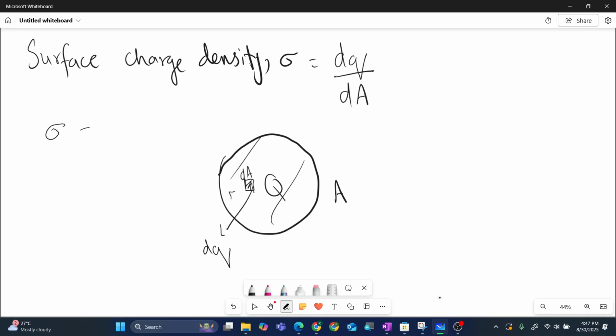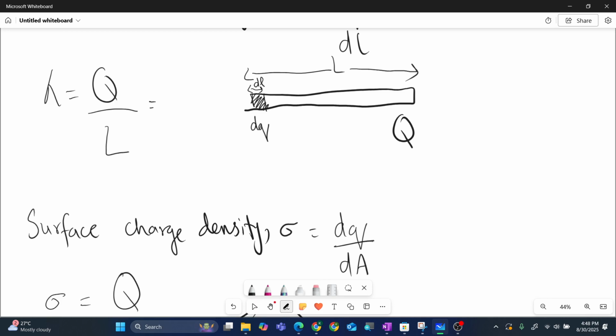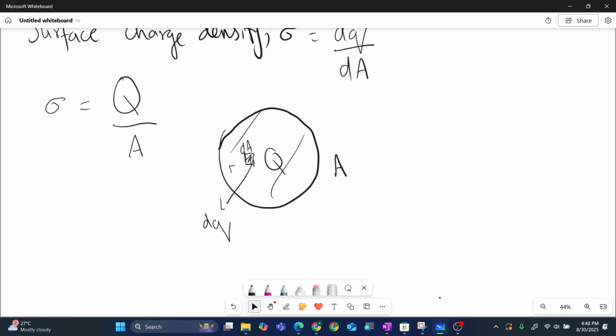And if I want to find the surface charge density of this whole object, this is going to be my total charge Q divided by the total area A. The dimensions of linear charge density: we have the unit of charge as coulombs, we have the unit of length as meters, so the dimensions are going to be coulombs per meter. The dimension of surface charge density is going to be the unit of charge as coulombs, and the area is meter squared, so this is going to be coulomb per meter squared.